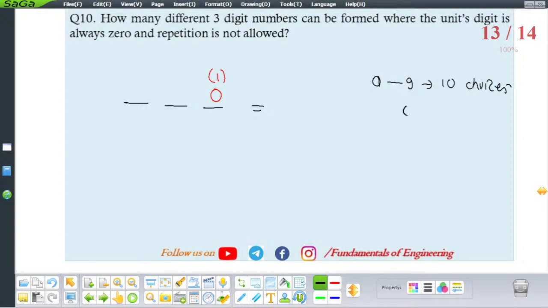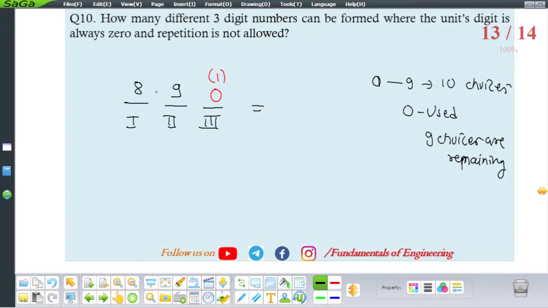But we have used 0. So how many choices are remaining? 9 choices are remaining, because the unit digit 0 must be fixed. So 9 choices we can use for the tens place and the hundreds place. So at the tens place, how many are possible? 9. And at the hundreds place, how many are possible? 8.